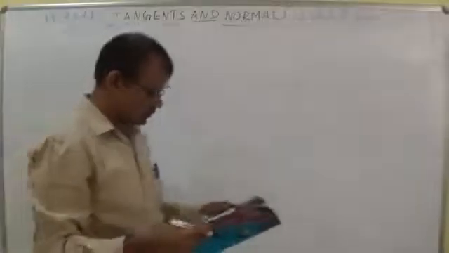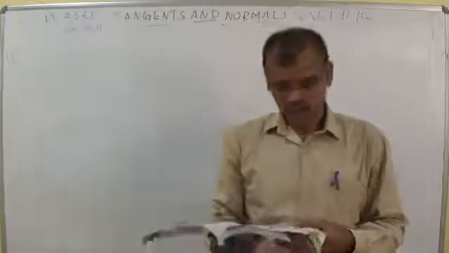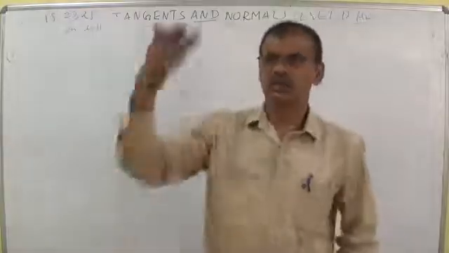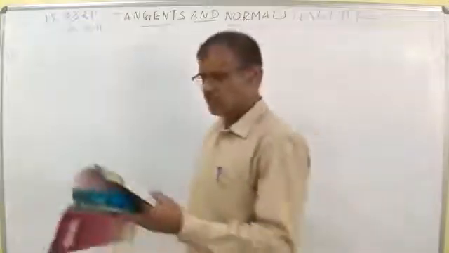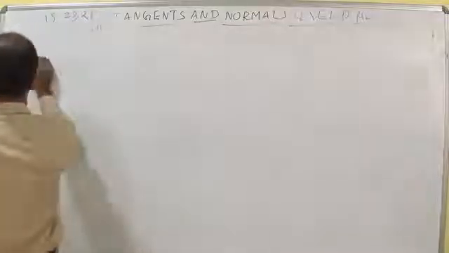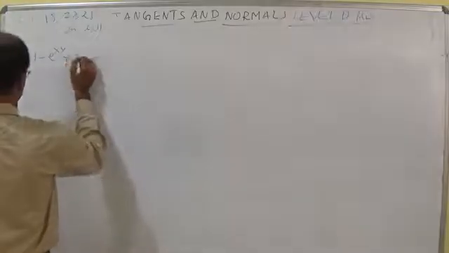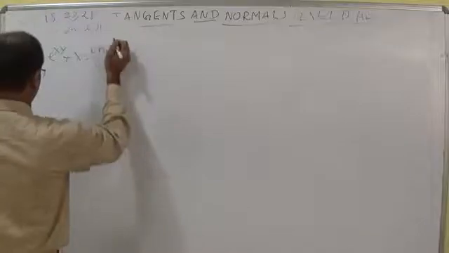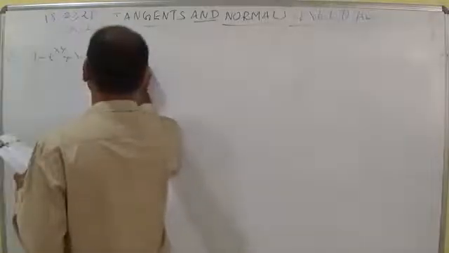5th question. The curve y minus e power xy plus x equals 0 has vertical tangent. A vertical tangent is parallel to the y axis, which means the slope is not defined. The curve y minus e power xy plus x equals 0 has vertical tangent.